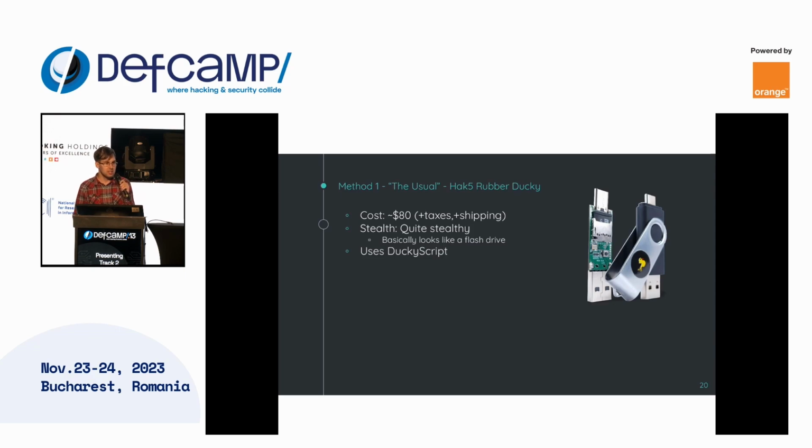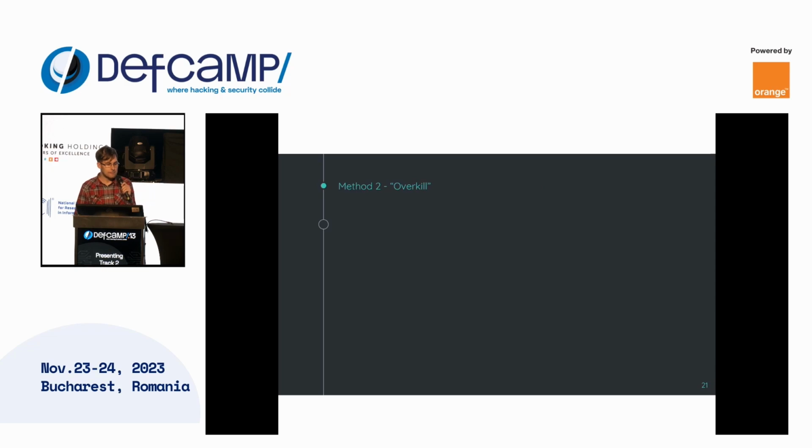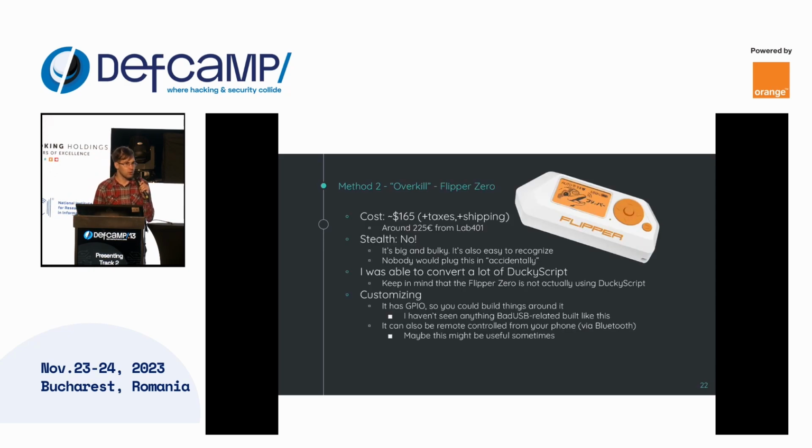Now, the second method is what I called overkill, because it's way more expensive and it's not really a way to implement just BadUSB. It's all over the social media too, but not only for BadUSB, and it's the Flipper Zero. As I said, it's popular. It costs way more, around $165 US plus taxes and shipping. And for a reference, it cost me around $225 to order it in Europe from the official supplier, which is Lab 401.